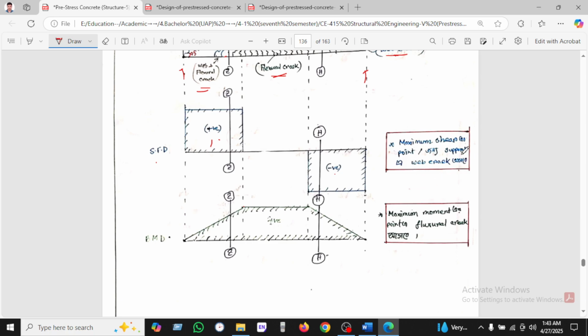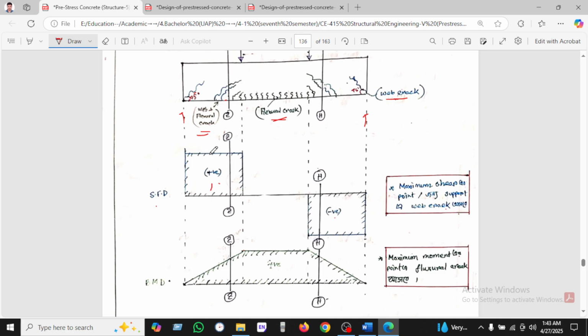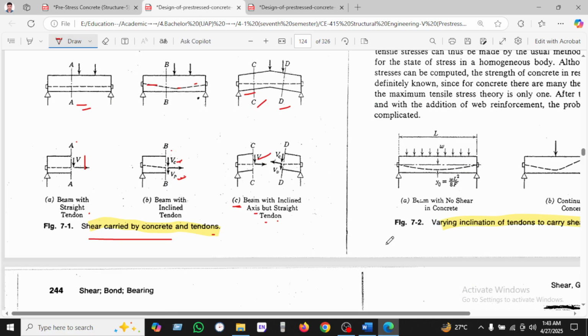So we can see the maximum shear points. The shear crack will appear. So we can see this is the maximum shear force. So the shear crack will appear due to the maximum shear force. On the other hand, we can see the flexural crack. Flexural crack will be induced due to maximum bending moment. So keep it in mind.